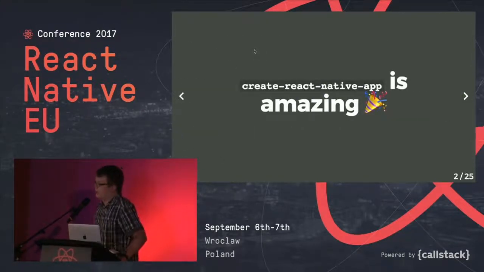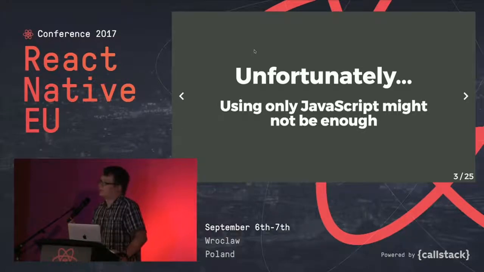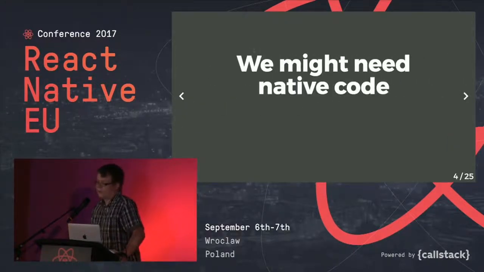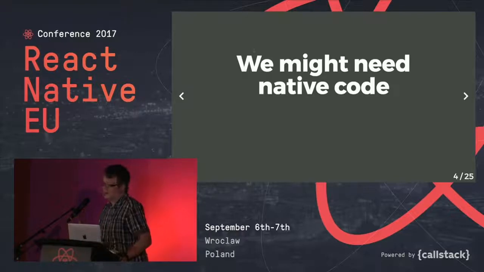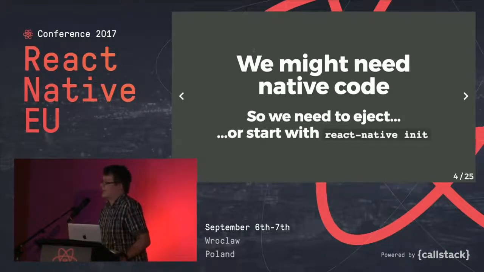So I really love Create React Native App because it gives me a boilerplate for an app, and I pretty much just use JavaScript and then I can run it on Expo and deploy it really quickly. So this is amazing. But unfortunately, at some point, JavaScript will not be enough. So we have to drop down to native. So we need some native code on that. So we either eject from our Create React Native app, or we just use React Native init.